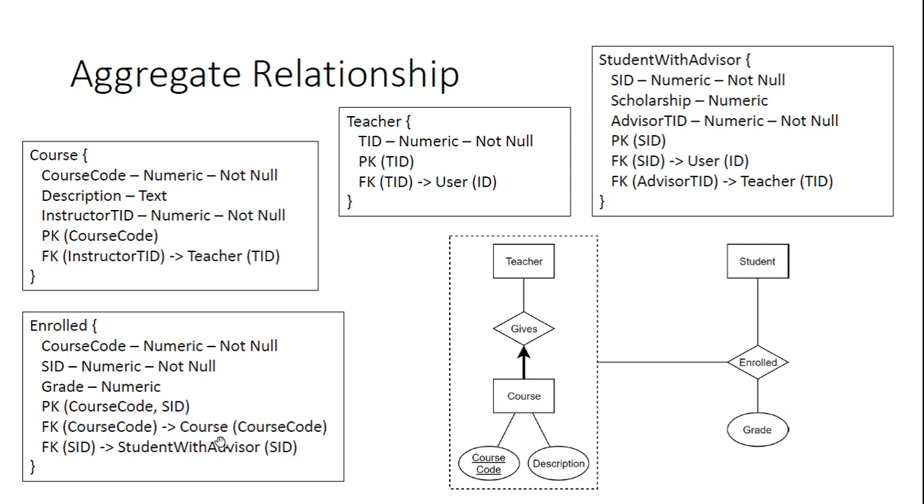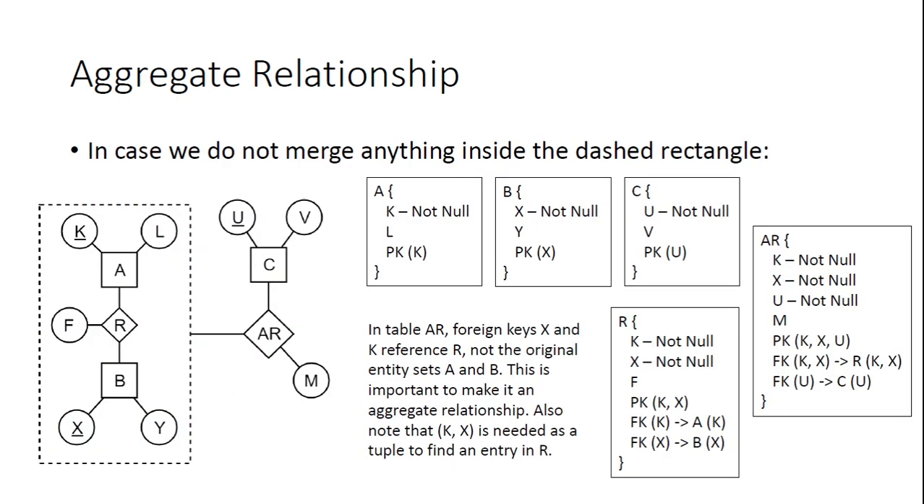So these are some things to notice. This is an aggregate relationship example where we do not merge anything inside the dashed rectangle. We are using just letters for the attributes and the entity set names here. For table A, our primary key is K. We also have this additional attribute L. For table B, our primary key is X and we have the attribute Y.